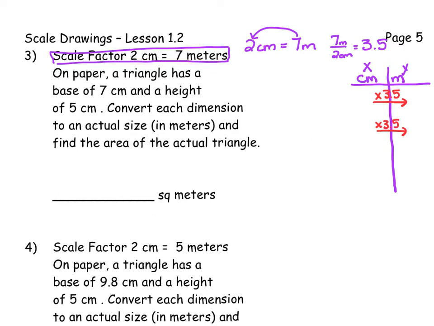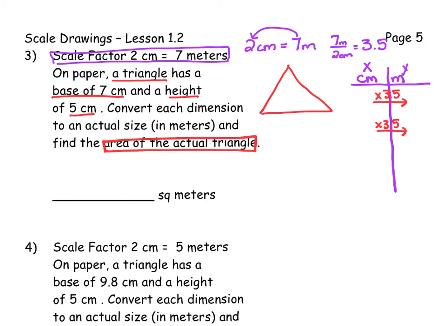Now, let's sketch a quick picture. Basically, it says a triangle has a base of 7 centimeters and a height of 5 centimeters. Convert each dimension to its actual size in meters and find the area of the actual triangle. Well, let's sketch a quick picture. We know the base of the triangle is 7 centimeters, and from the tallest point, as we drop a perpendicular straight down, our height is 5 centimeters.